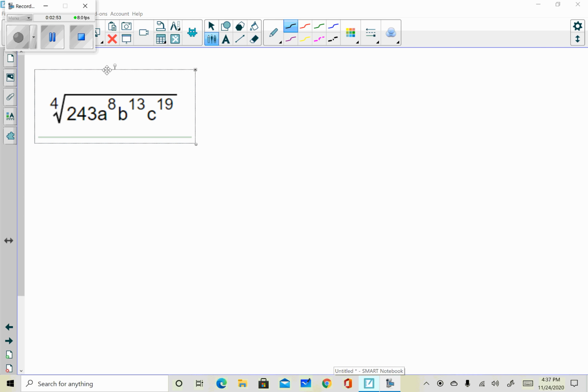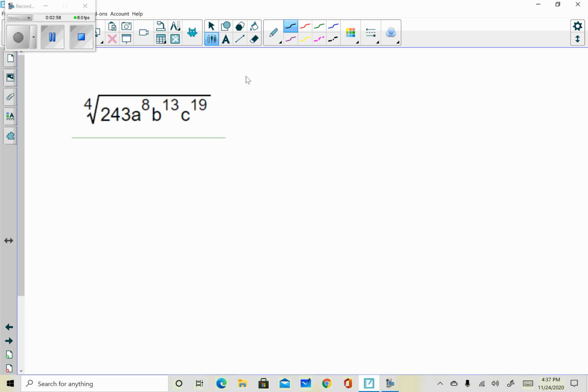This is question 3 on lab 6. To simplify this radical, we split this radical. This is the 4th root. So we're going to make a 4th root times another 4th root.